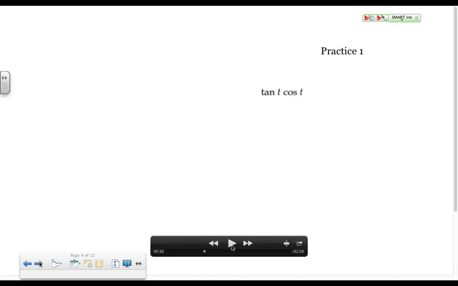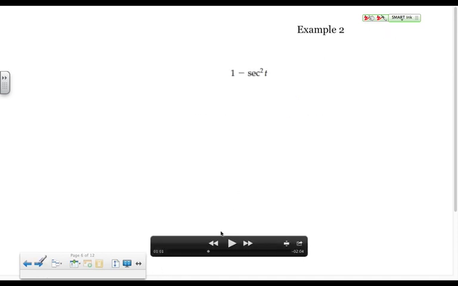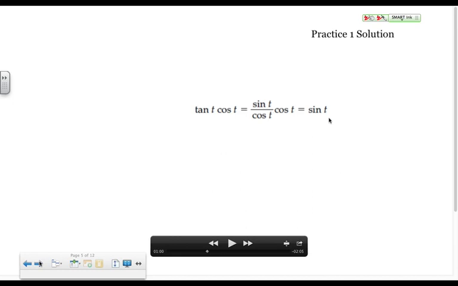This is practice problem number 1. Just a hint, tangent of t is the same thing as sine over cosine, so go with that. And see if you can do this before you check the solution. Okay, here's the solution. So we know that tangent is sine over cosine, and the cosines cancel each other out, and you're left with sine t. And that's as simple as I can go. Sometimes as simple as you can go is still pretty complex, but you're trying to simplify as much as possible.